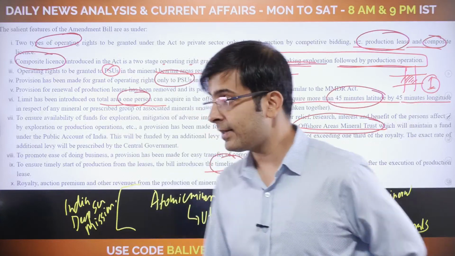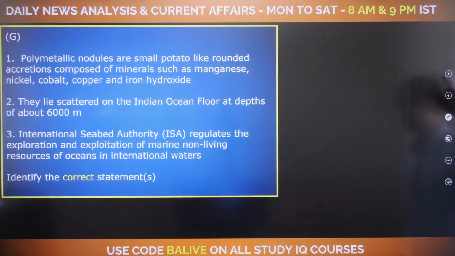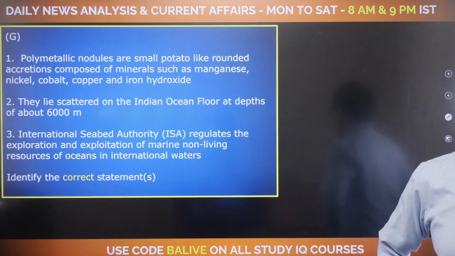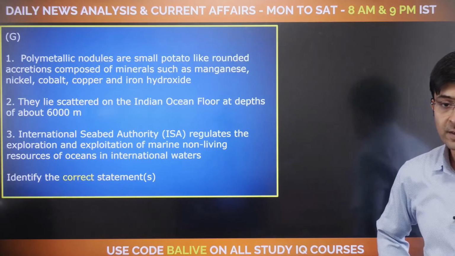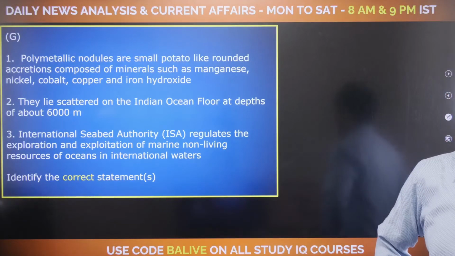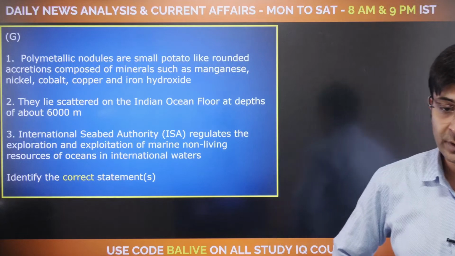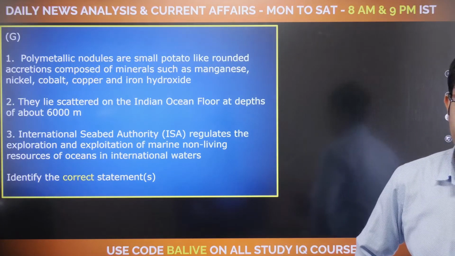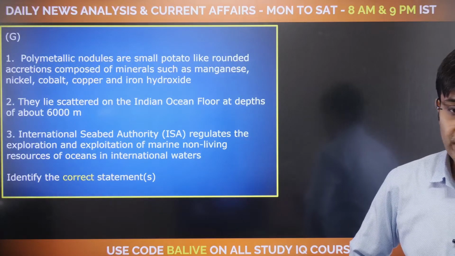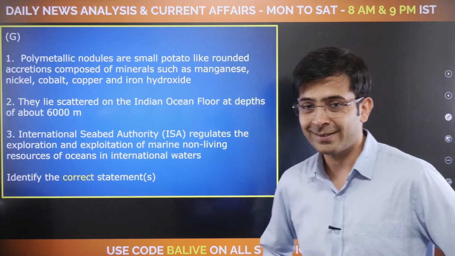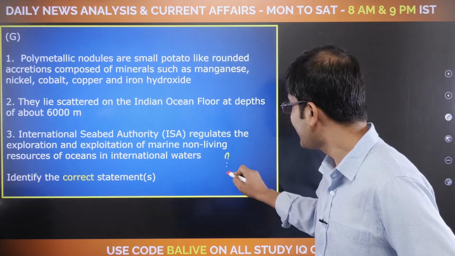3 articles that we have taken a look at. Make sure that you follow each of them, okay? And answer these for me, by the way. Polymetallic nodules are rounded accretions composed of minerals such as manganese, nickel, cobalt, copper, iron hydroxide. They lie scattered at the Indian Ocean at depths of about 6,000 meters. International Seabed Authority regulates the exploration and exploitation of marine non-living resources. You will answer the correct statements for me.